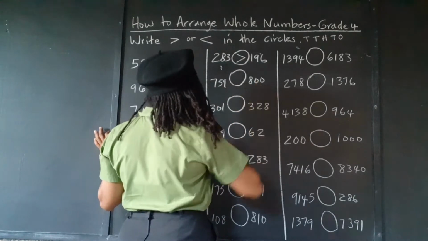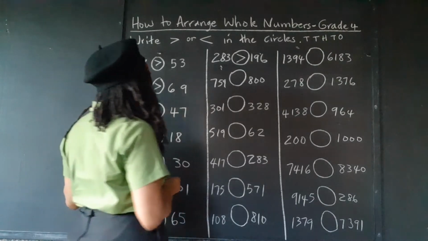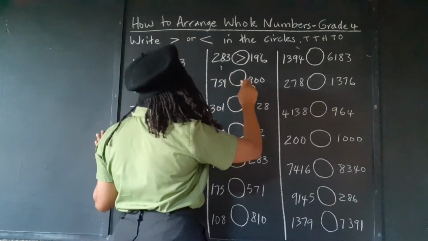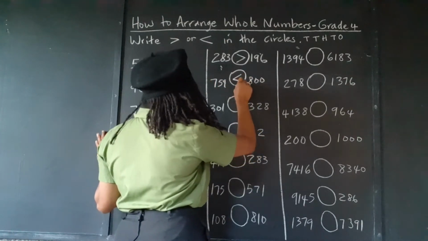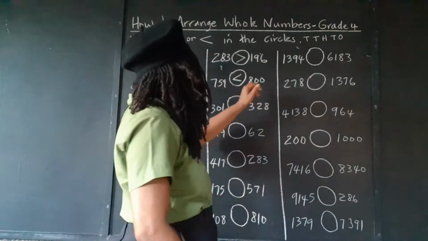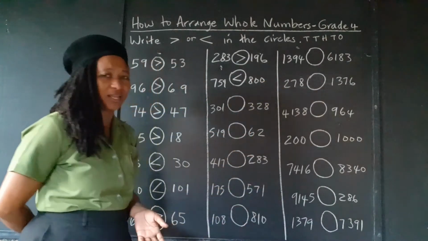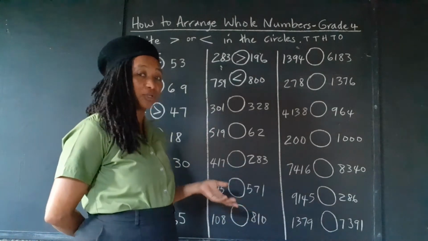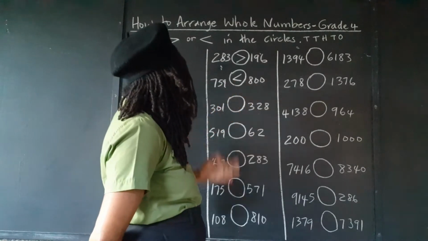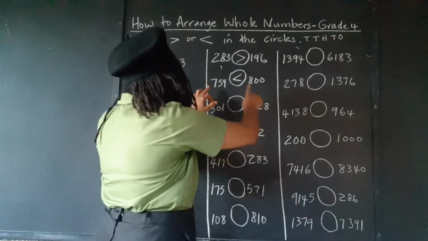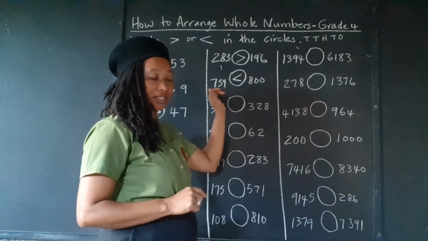759, 800. 3 digits. So we're comparing the hundreds place. This has 700. This has 800. This is the smaller number. So even though in the 800 there is no tens, no ones, looking at the zeros, you might say, well, that looks like it could be the smaller number because it has so many zeros. No, we have to compare the hundreds place because they both have 3 digits. So we start at the left, 7, 8. This one is a smaller number.